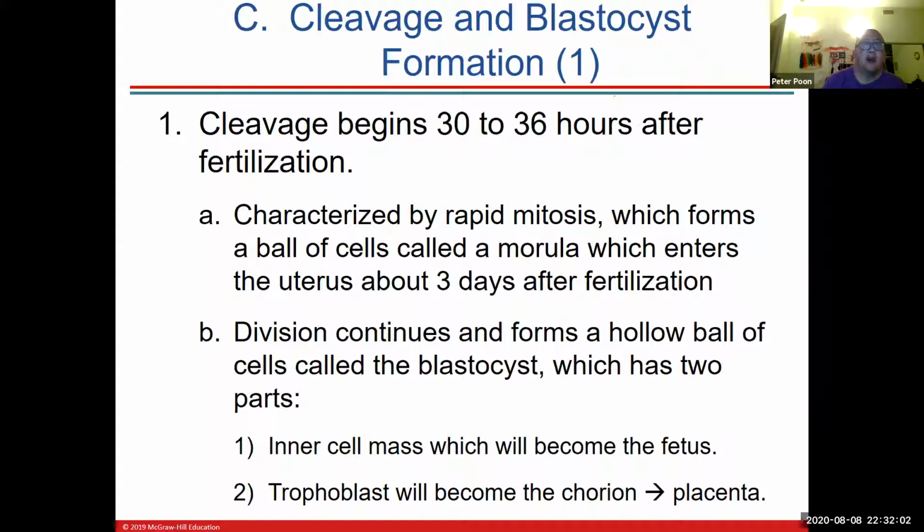Okay, so cleavage begins 30 to 36 hours after ovulation. This is characterized by rapid mitosis. This is called cleavage because the cells aren't growing; they're just dividing. The egg is just dividing into smaller cells.